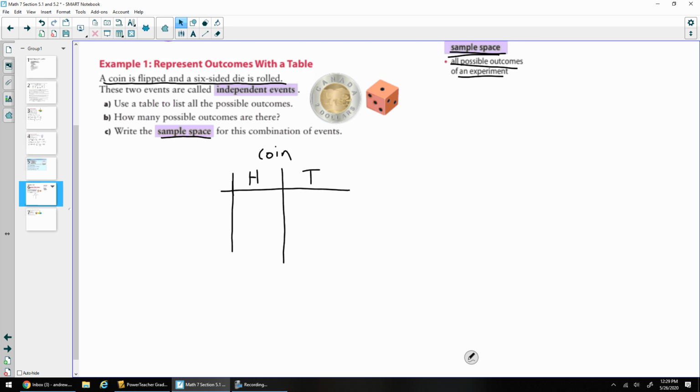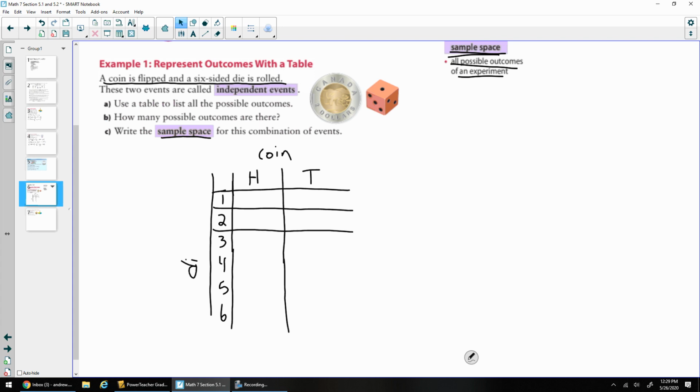The die, oh, maybe I should have done this the other way actually, that's okay. So the die, which is short for just, wait, is die or dice plural? Dice is plural, die is singular. So this is one die. How many outcomes do we have? You could get 1 or 2 or 3 or 4 or 5 or 6 showing up. Those are all the outcomes of the die. And the outcomes of the coin are at the top.